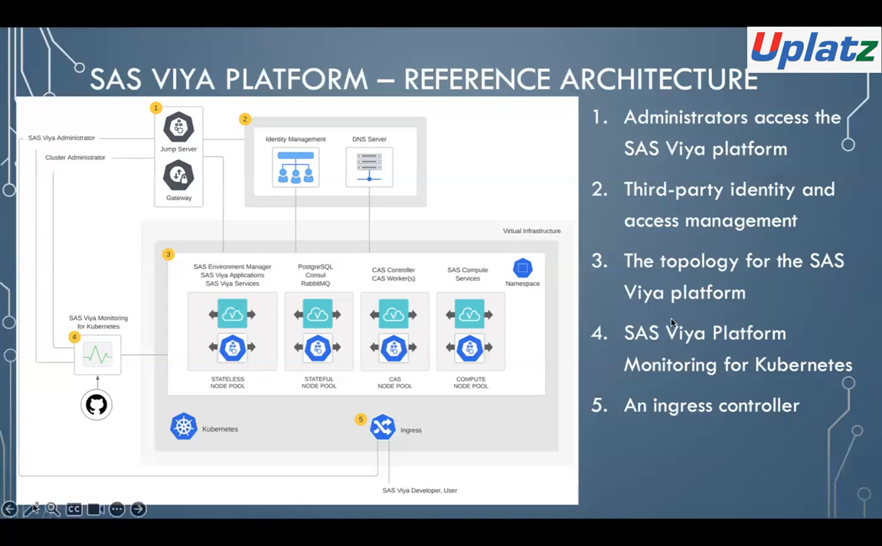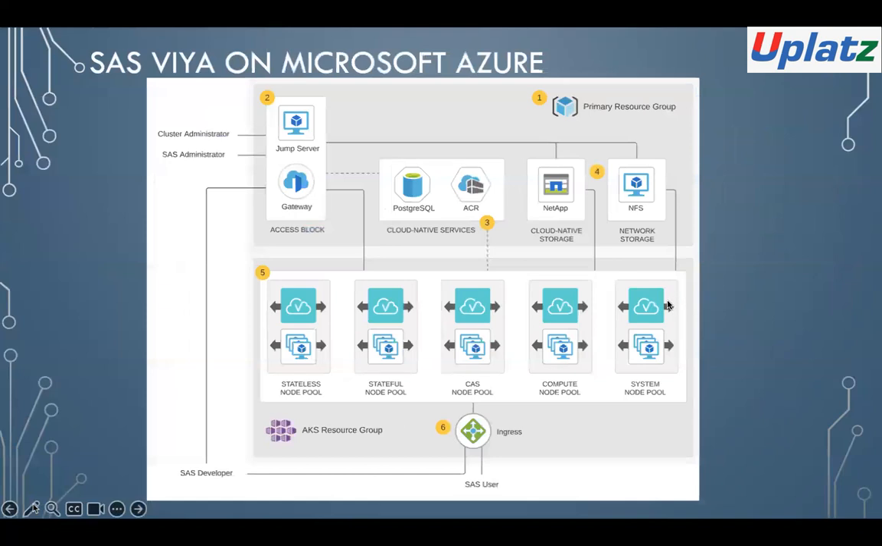Okay, so let's move on to the next slide, where I'm going to show you different architectures that are enabled for different cloud providers. The SaaS platform is a cloud native analytics platform on which the latest software offerings from SaaS are built and run. So SaaS offerings are delivered as a set of container images that are deployed into an Azure Kubernetes Service, AKS, or Google Cloud, or AWS, Amazon Web Services.